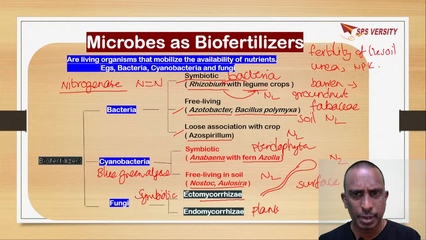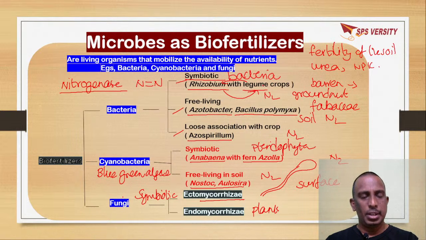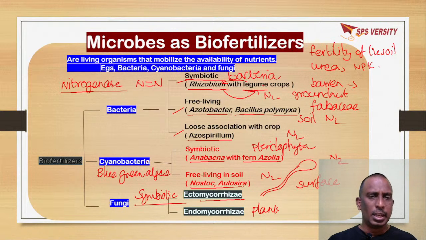Fungi will get nutrients from the plants, and fungi will give the minerals required, like nitrogen and phosphates, to the plants. So both are benefited. Like this, there are many biofertilizers at present. Rhizobium comes in the form of powder, and Azotobacter too, which are sprayed in the agriculture fields. So bacteria, cyanobacteria, fungi are all used as biofertilizers.